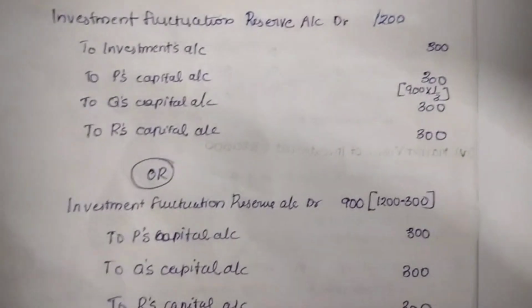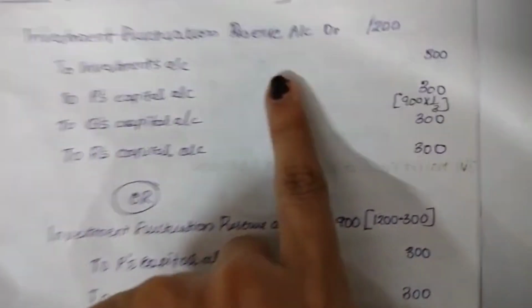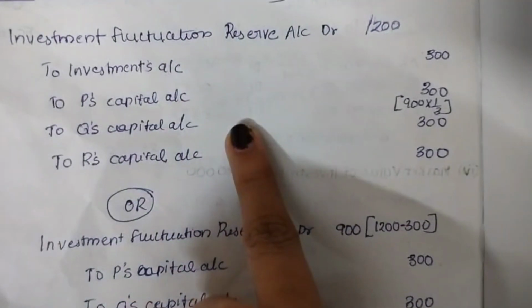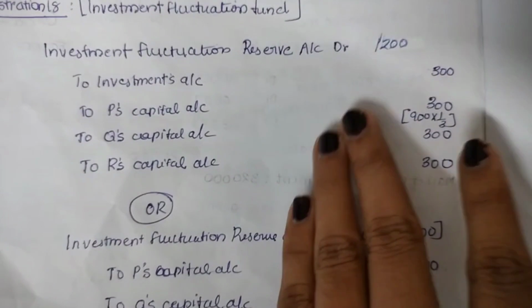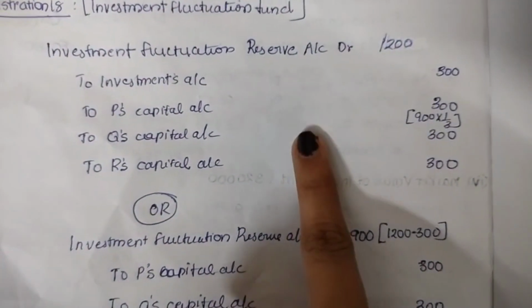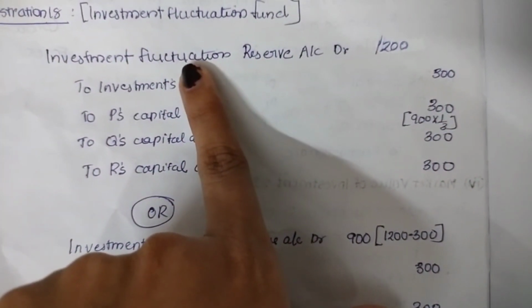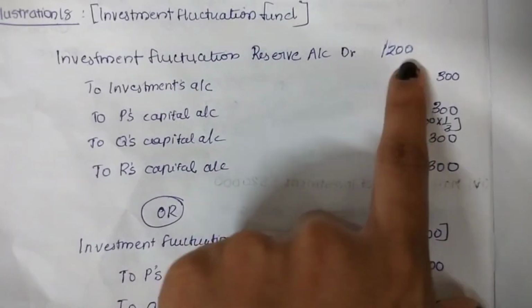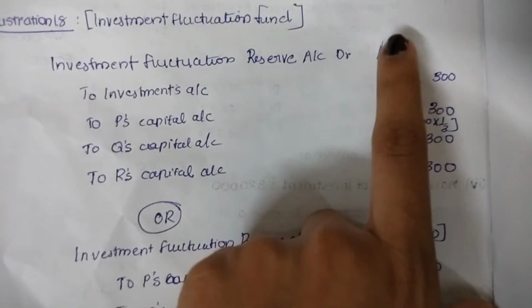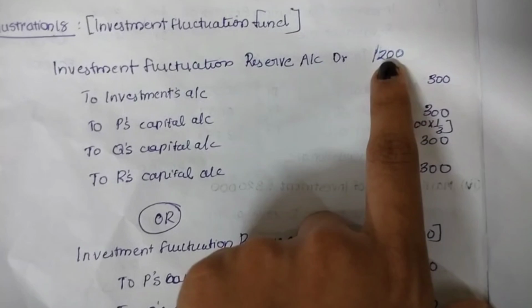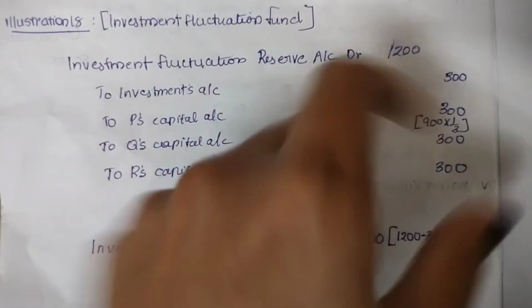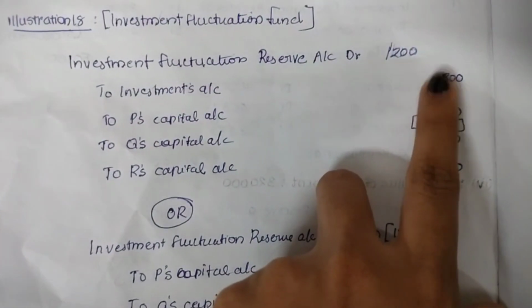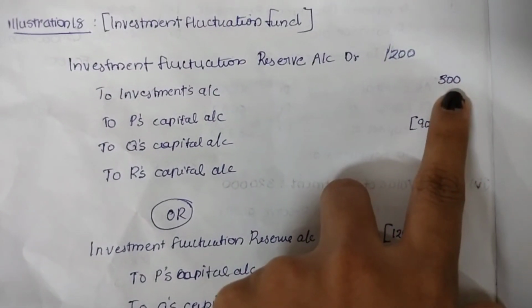So now let's see how it is actually happening in the investment fluctuation. This is the kind of entry which I told you to pass in a similar scenario, right? Investment fluctuation reserve account debit 1,200. This is the amount which is there in the fund. Okay, then to investments account, we write the amount of loss, that is 5,000 minus 4,700, which is rupees 300.